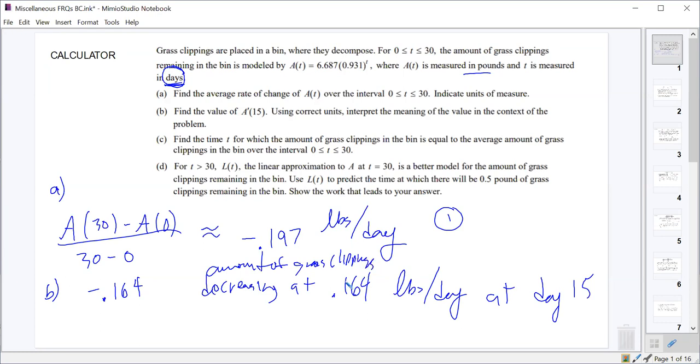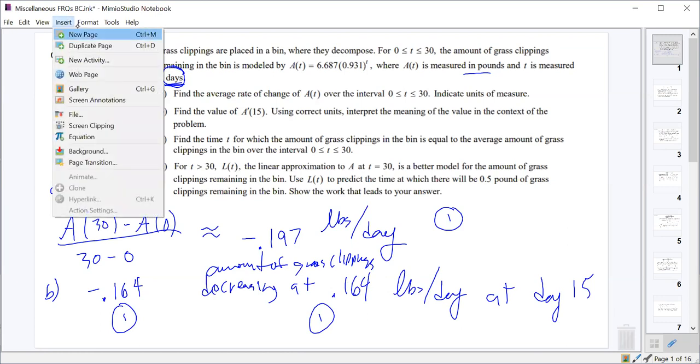Good. That was worth 2 points. One for the value, one for the explanation. Easy enough? Everybody was good with A and B, I hope.